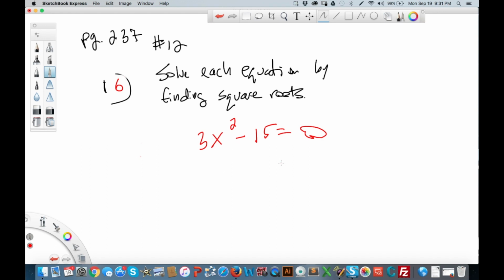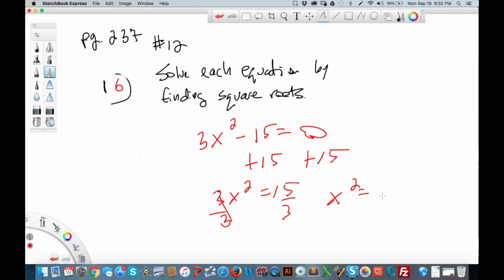Ready? All right, watch. I'm just going to show you this. So you're going to go plus 15. You've got to move this guy over here. Plus 15. Let me write this down. Divide each side by 3. Okay, so we have 3x squared equals 15. So then it becomes x squared equals 5.